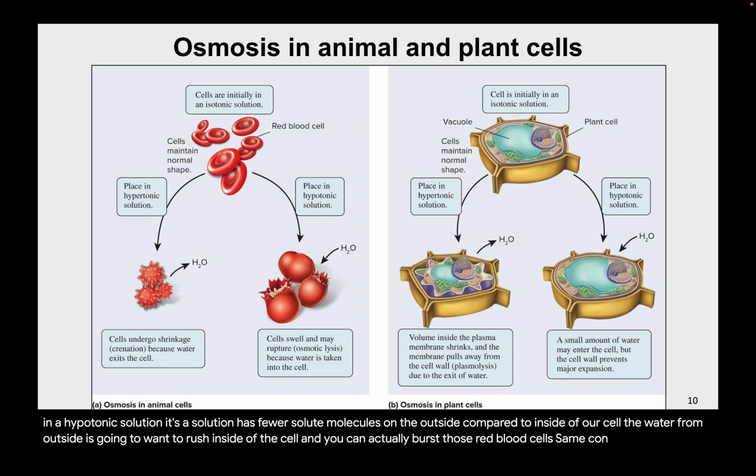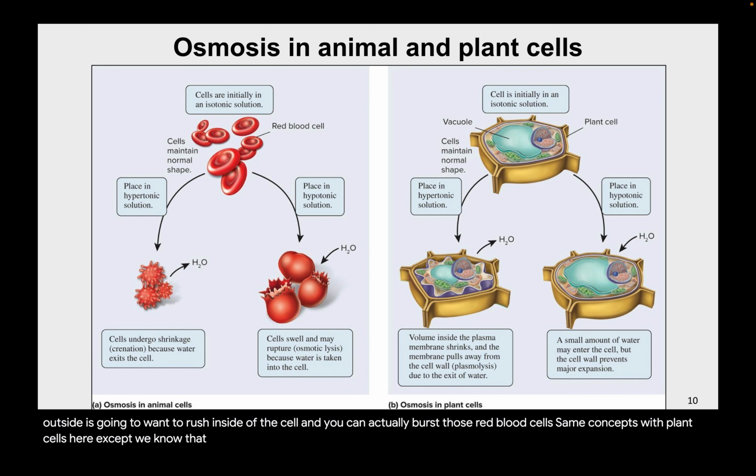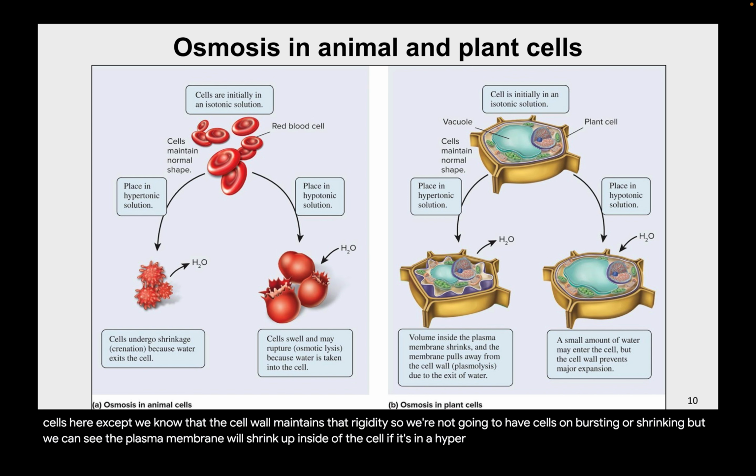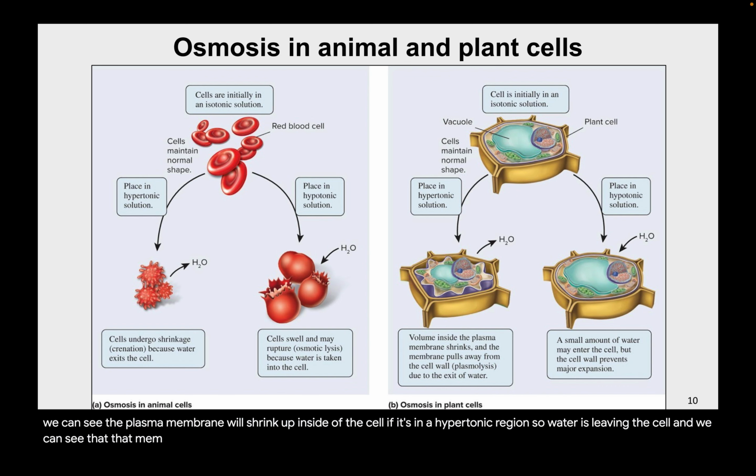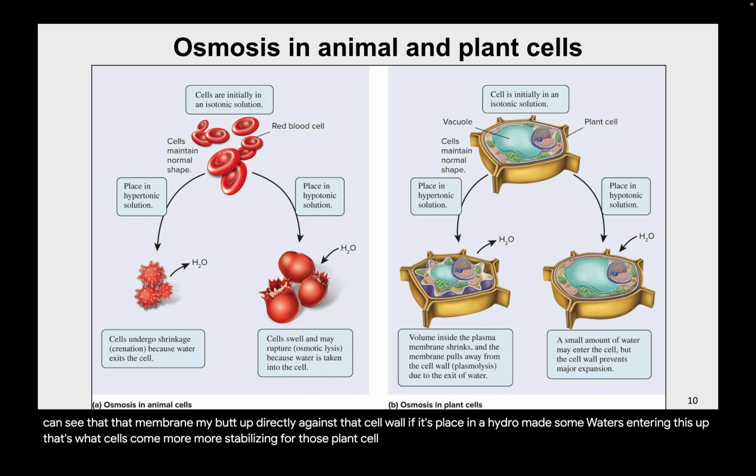Same concepts with plant cells here, except we know that the cell wall maintains that rigidity, so we're not going to have cells bursting or shrinking, but we can see the plasma membrane will shrink up inside of the cell if it's in a hypertonic solution, so water's leaving the cell. And we can see that that membrane might butt up directly against that cell wall if it's placed in a hypotonic solution. Right? So water's entering the cell. So that cell wall is kind of more stabilizing for those plant cells. We're not going to see cells bursting per se.